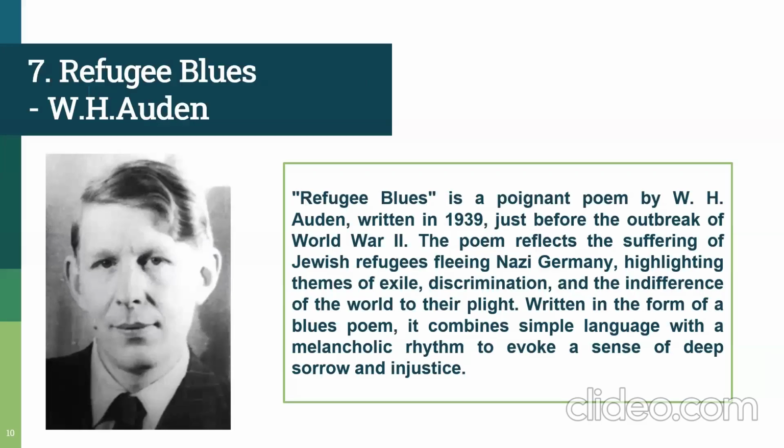Seventh, again another poem, seventh lesson, Refugee Blues by W.H. Auden, a famous English poet, playwright, and critic. And this poem was written in 1939, just before the outbreak of World War II. The poem reflects the suffering of Jewish refugees fleeing Nazi Germany, and highlights the themes of exile, discrimination, and the indifference of the world to their plight. It's written in the form of a blues poem, which combines simple language with a melancholic rhythm to evoke a sense of deep sorrow and injustice.